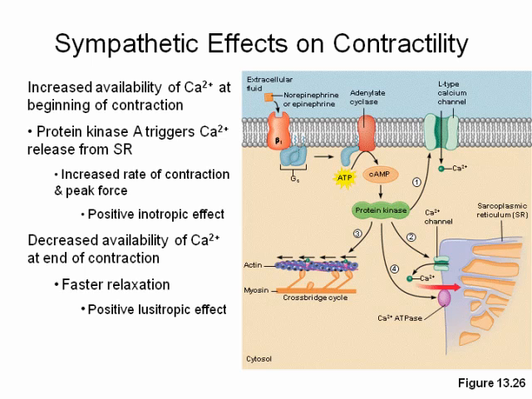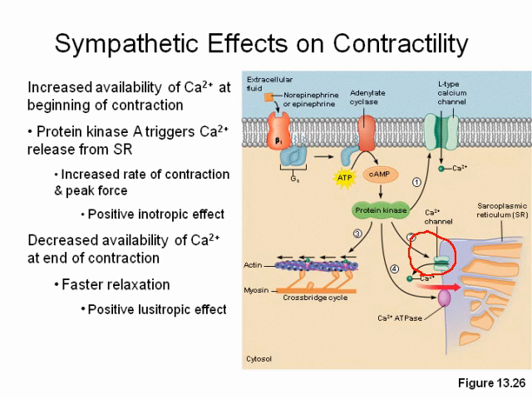So sympathetic effects on contractility. We're basically going to increase calcium at the beginning of contraction. So we have norepinephrine or epinephrine binding to beta-1 receptors, stimulating Gs. This is just like we saw before in terms of rate. Increasing the amount of cyclic AMP available, and that's doing several things. Protein kinase can be phosphorylating regulatory proteins that are associated with actin. It can open up the L-type calcium channels, allowing more calcium to come in.